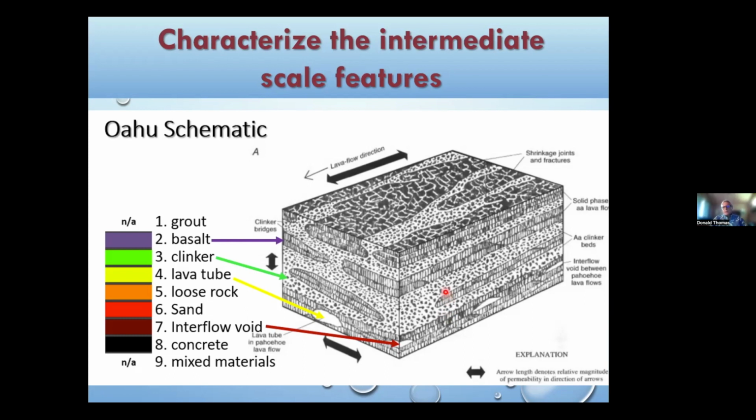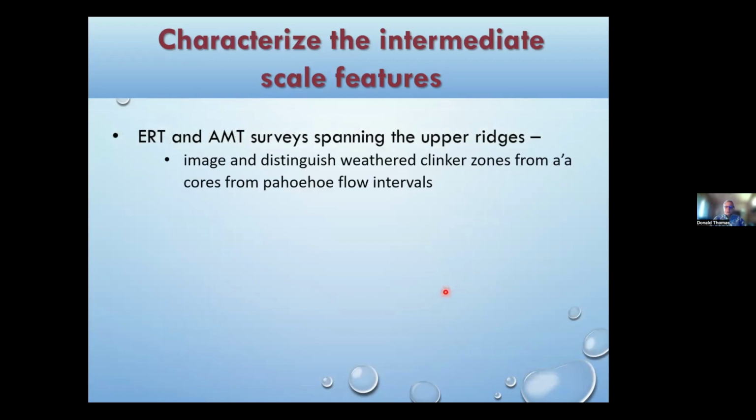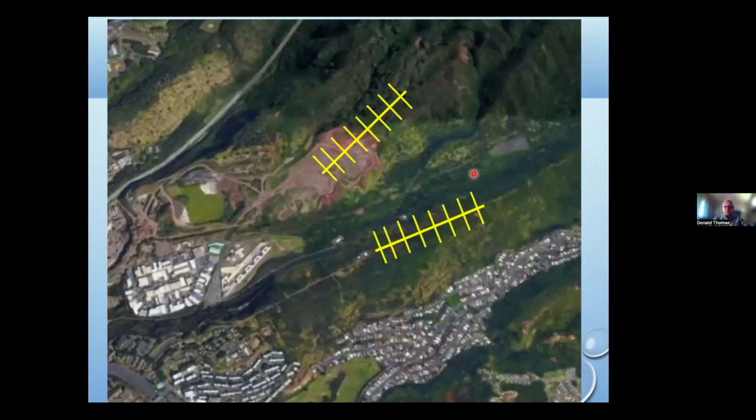So our intent here is to try to better image these different flow units using electrical resistivity tomography and audiomagnetotelluric surveys. And we would be looking specifically at the individual ridges in this area. We should be able to image and distinguish the weathered clinker zones from the cores and from the Pahoehoe flow intervals as well. The area in which we would conduct these surveys is along Red Hill Ridge.